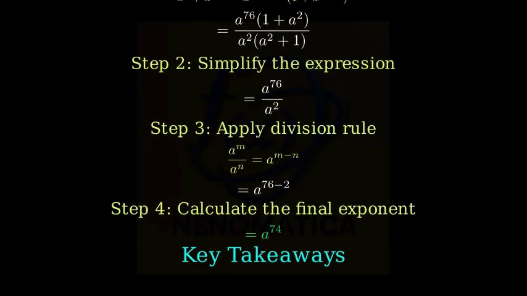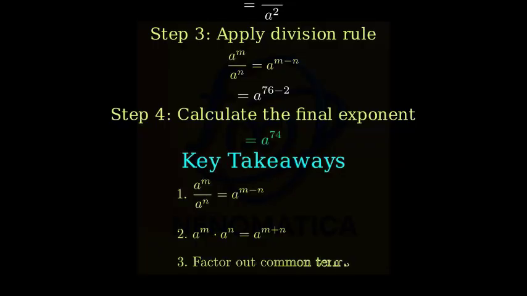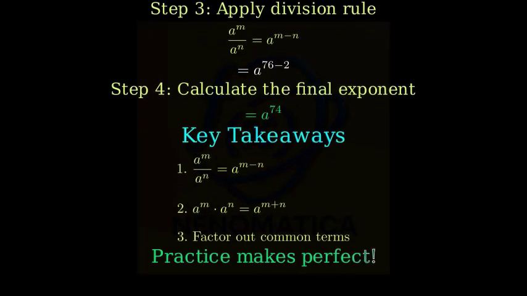Great job! Let's summarize the key rules we used in these examples. 1. When dividing powers with the same base, subtract the exponents. A to the power of m divided by a to the power of n equals a to the power of m minus n. 2. When simplifying expressions with multiple terms, factor out common powers to make the simplification easier. 3. Always look for common factors in both numerator and denominator that can be cancelled. Remember these exponent rules, and you'll be able to simplify even the most complex expressions with exponents.